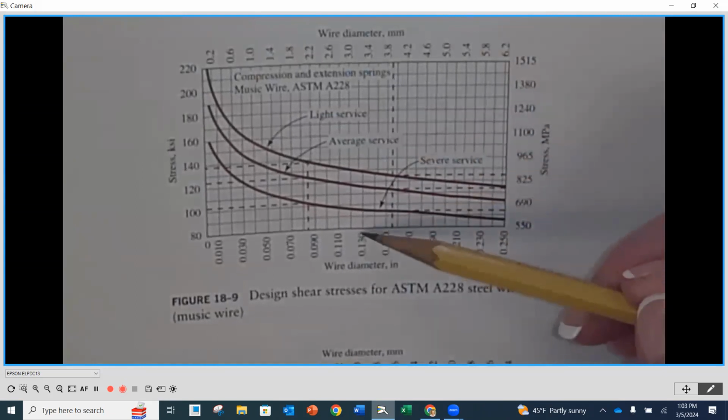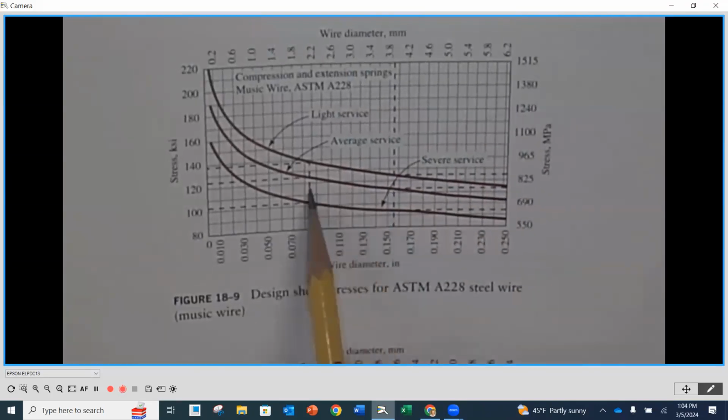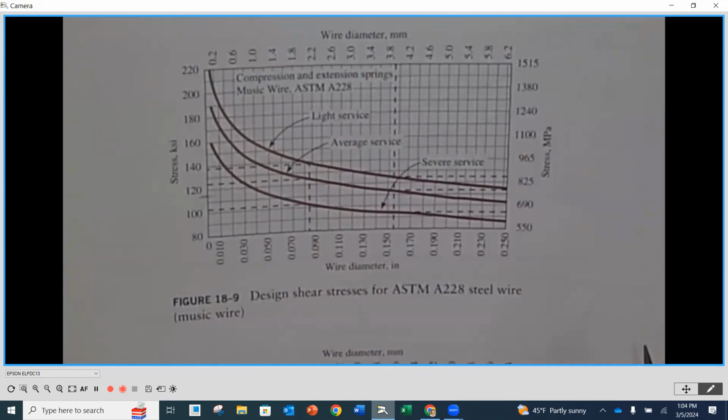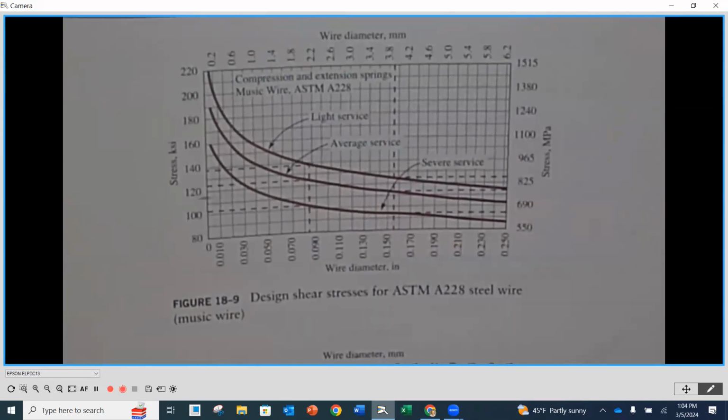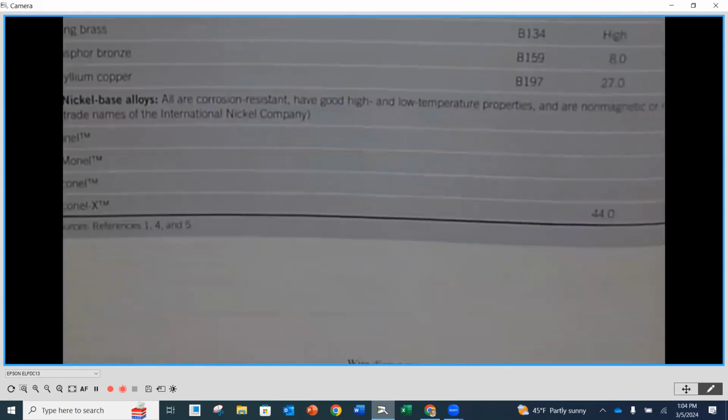Okay, so I'm going to just pick 0.13 here. I'm going to go up to the middle line, and then I'm going to go over and read the axis for what my design stress would be for that material. Okay, so when I calculate my stress, I'm going to compare it back to this chart. This is what we call the allowable or the design stress. Okay, what's going to be something that's okay for that to take.